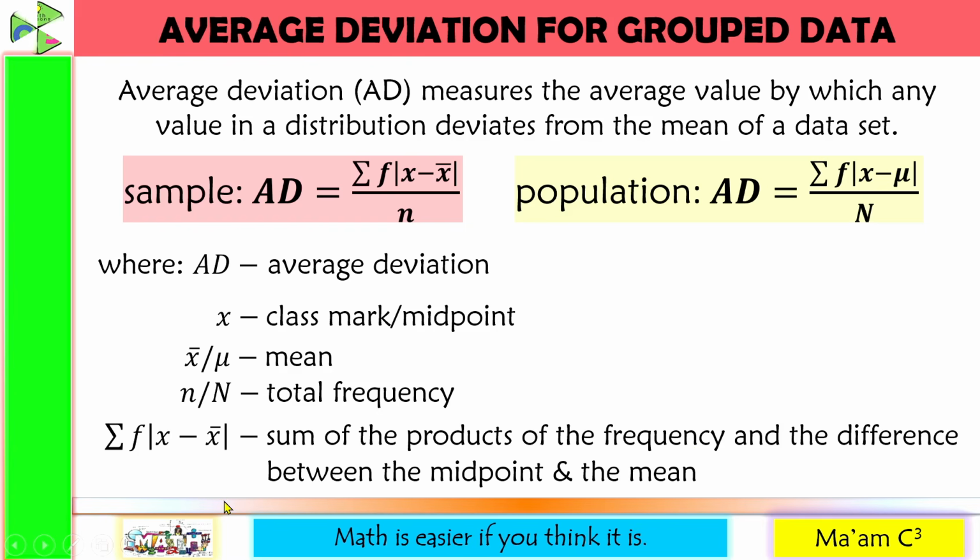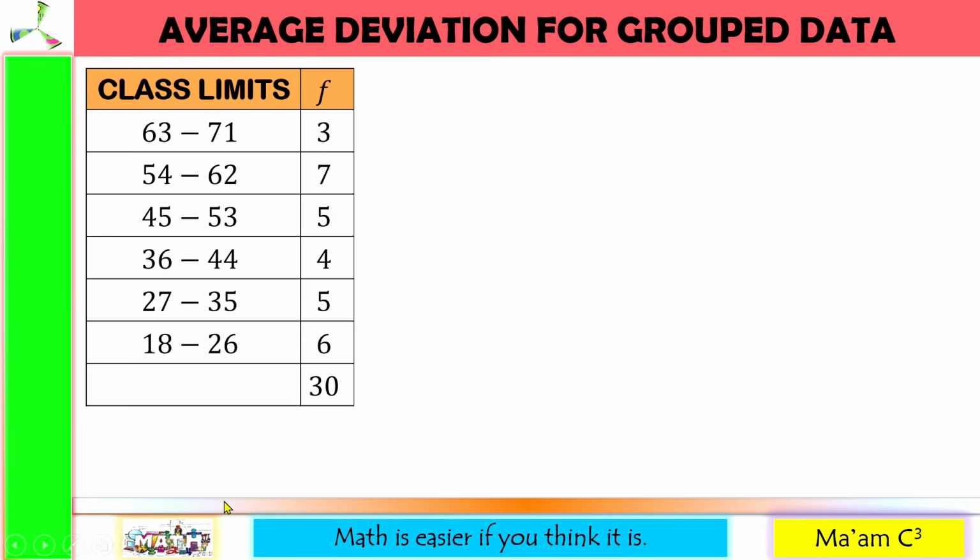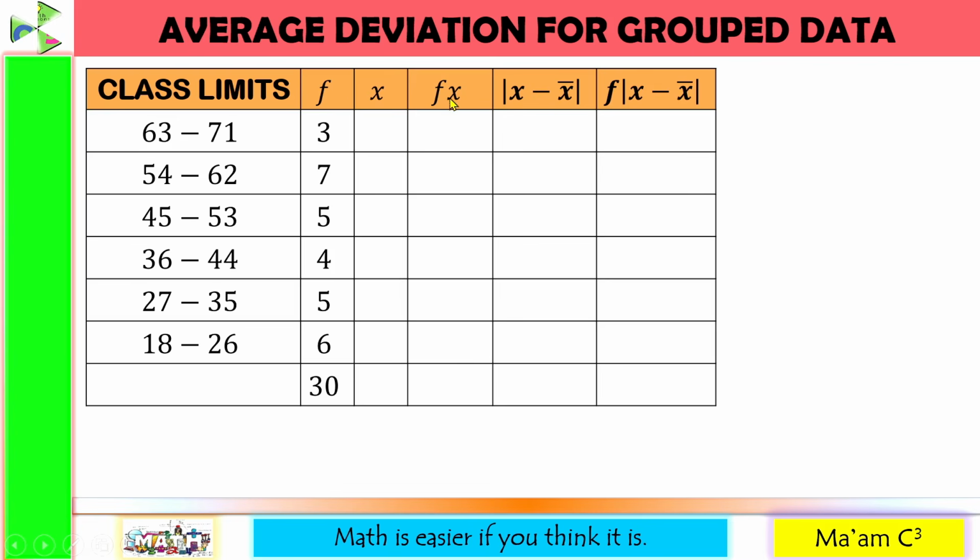Let us recall again our frequency table. We are going to add columns to this one. Now we have x for class mark or midpoint, and then we have f times x, the product of these two columns. And then we have the absolute value of the midpoint minus the mean. And for the final column, we have the product of the frequency and the absolute value of the midpoint minus the mean. So let us start with the first row.